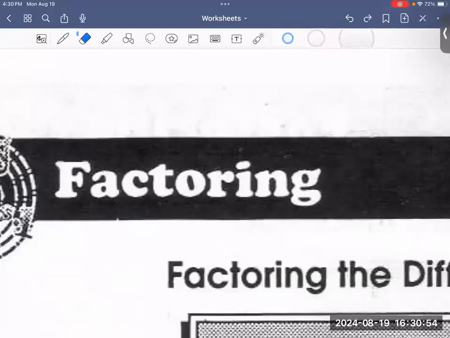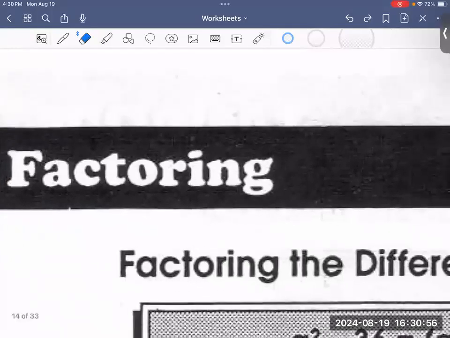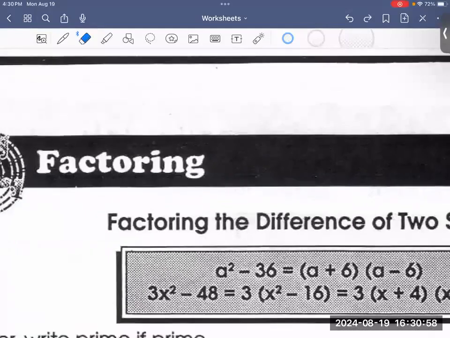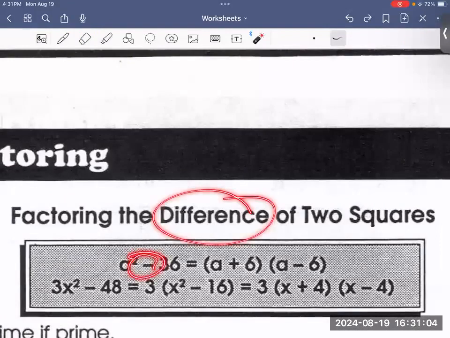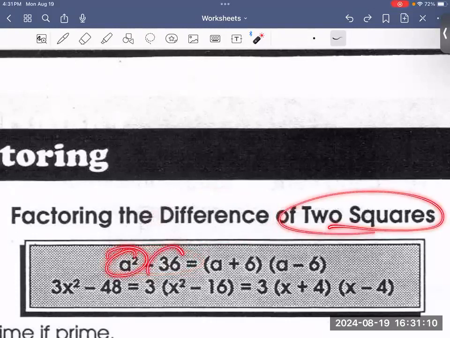Today we are working all on factoring. So we're going to be starting off with the difference of two squares. The difference is referring to the subtraction, so just another way to say subtract. So the difference between two perfect squares, so doubles of these values.